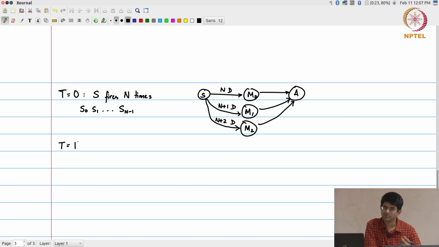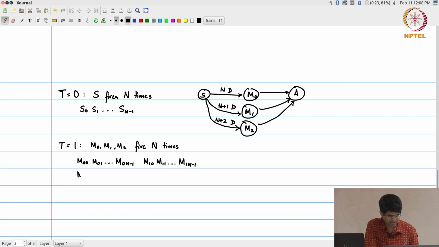M1 can fire n plus 1 times, M2 can fire n plus 2 times, but I'm going to assume instead that all three of them, M0, M1 and M2, fire n times. So that basically becomes the sequence M0,0, M0,1 up to M0,n minus 1, M1,0, M1,1 up to M1,n minus 1 and M2,0, M2,1 up to M2,n minus 1. Okay, which means that after this process, my data flow graph now looks like this.